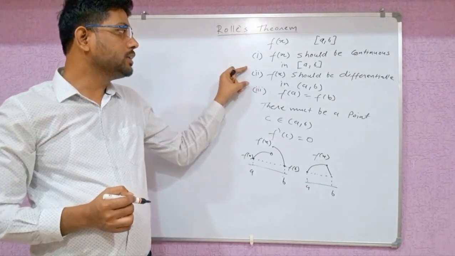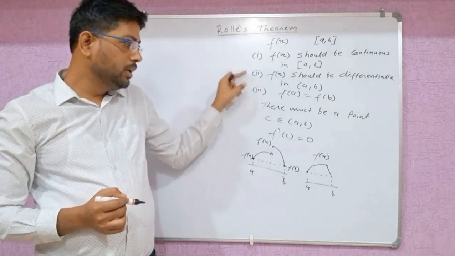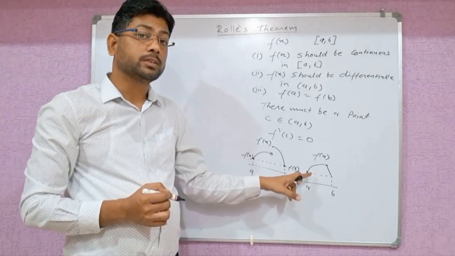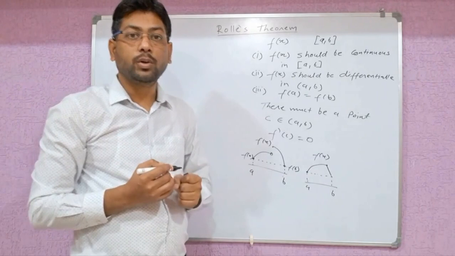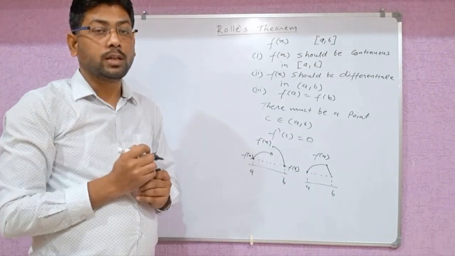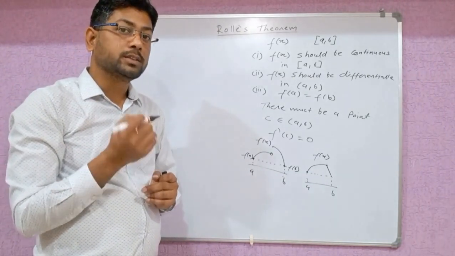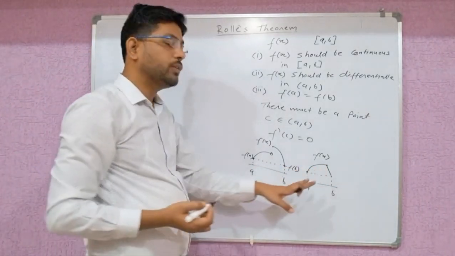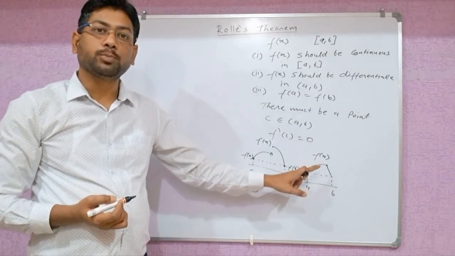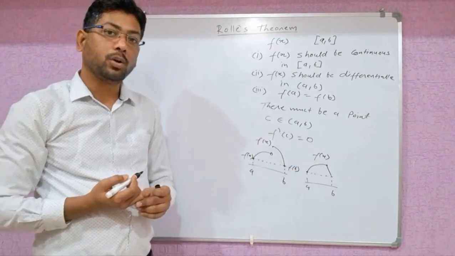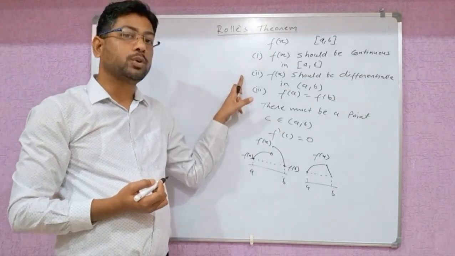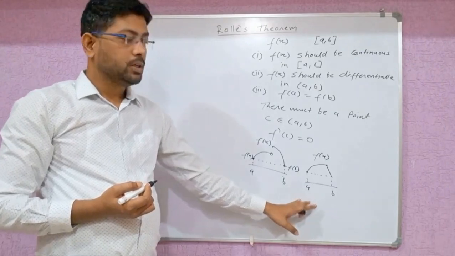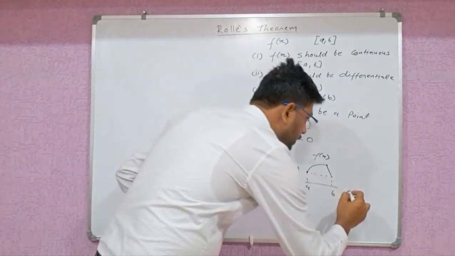Now the second condition is f(x) should be differentiable in a to b. Now is this function f(x) differentiable or not? By graph, how can we observe whether the function is differentiable or not? We know that if there is a sharp corner in the graph, then at that point the function is not differentiable. So here this is a sharp corner, so this function will not be differentiable at this point, because at this point infinite number of tangents can be drawn. So the second condition is not satisfied here. So again we cannot apply Rolle's theorem. Now see another example.